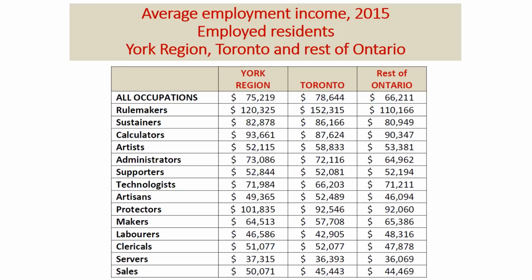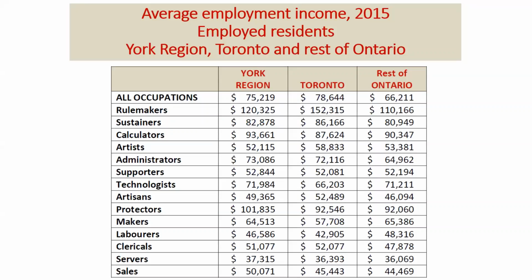In the case of calculators, York Region figures are higher. There are technologists around the same as the rest of Ontario, but certainly higher than Toronto. The protectors living in York Region have a higher salary than protectors living in Toronto and the rest of Ontario.